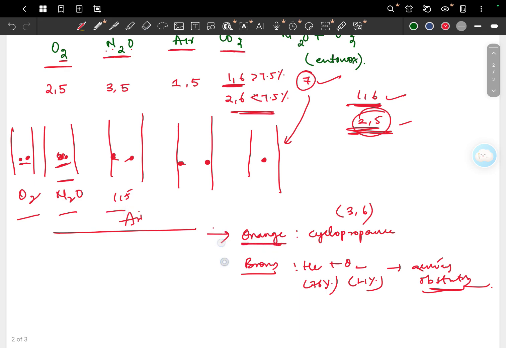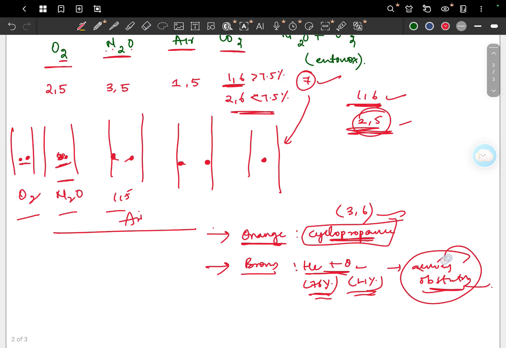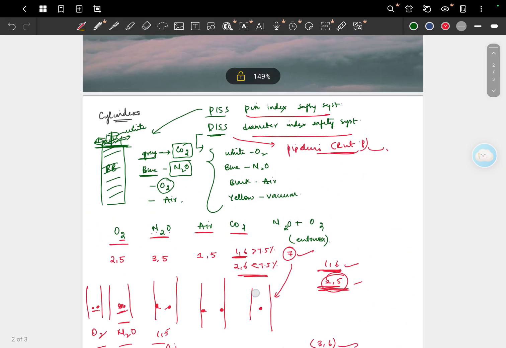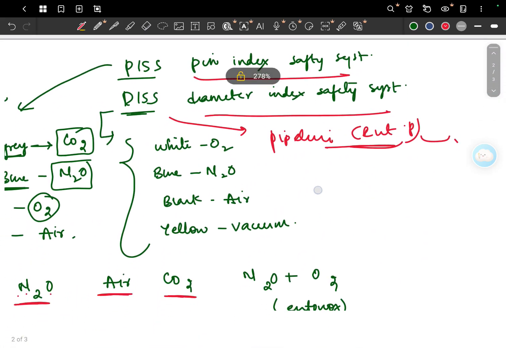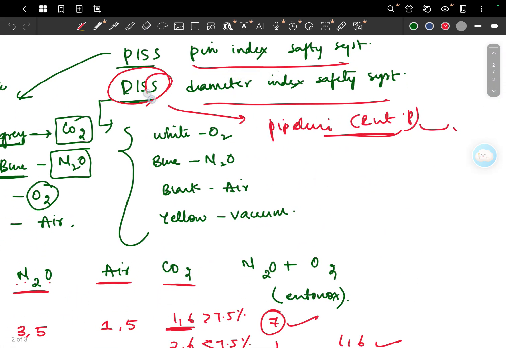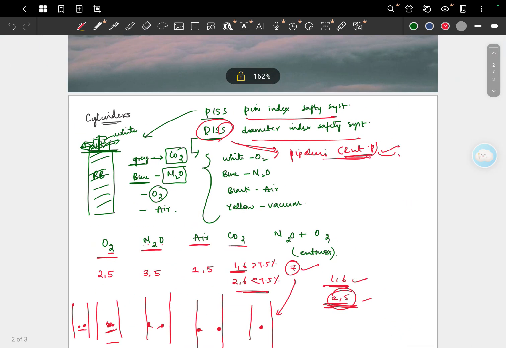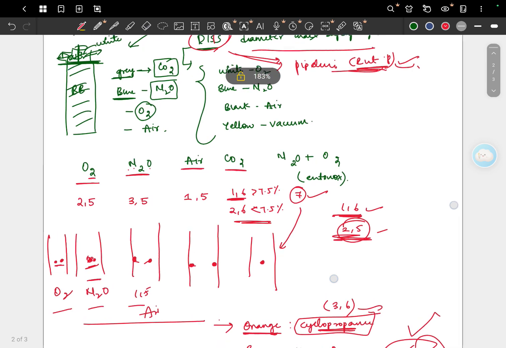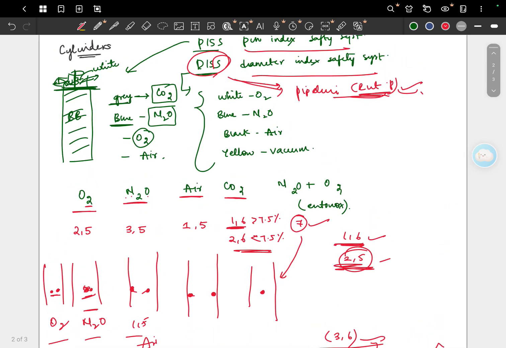And remember there are 2 more cylinders, orange and brown. Orange is for cyclopropane, and brown is helium plus oxygen, 70% and 21%, which can lead to airway obstruction. So this is about the cylinders, and this is for pipelines, and internal pressure can be seen. So this is how you remember the cylinders and all.